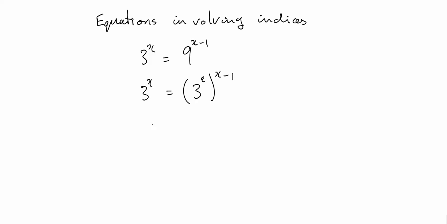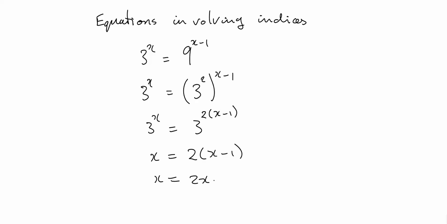Using the third rule of indices, I can multiply the indices here, so that would be 3 to the power of 2 times x minus 1. And now we can say, well, 3 to the x is 3 to the power of 2 times x minus 1. Because the base is the same, the 3, we can say that x must equal 2x minus 1. And that's a simple linear equation. x is 2x minus 2, or taking x from both sides, we get x equals 2.